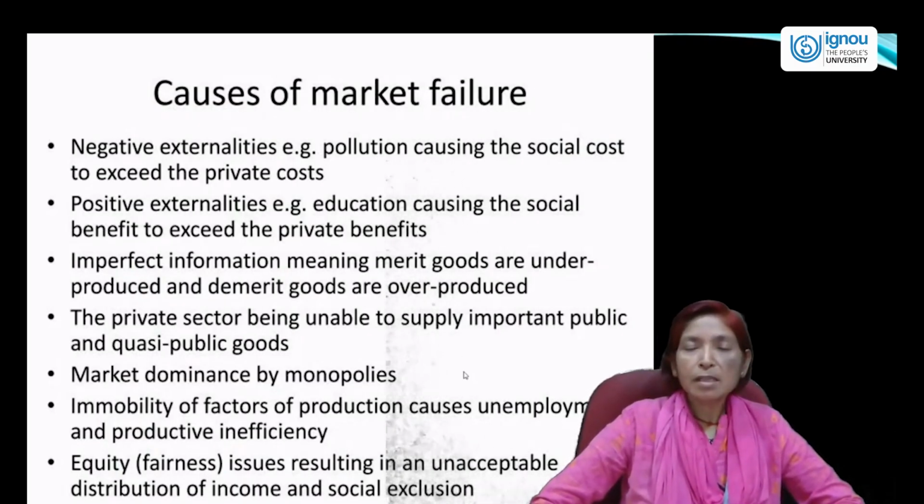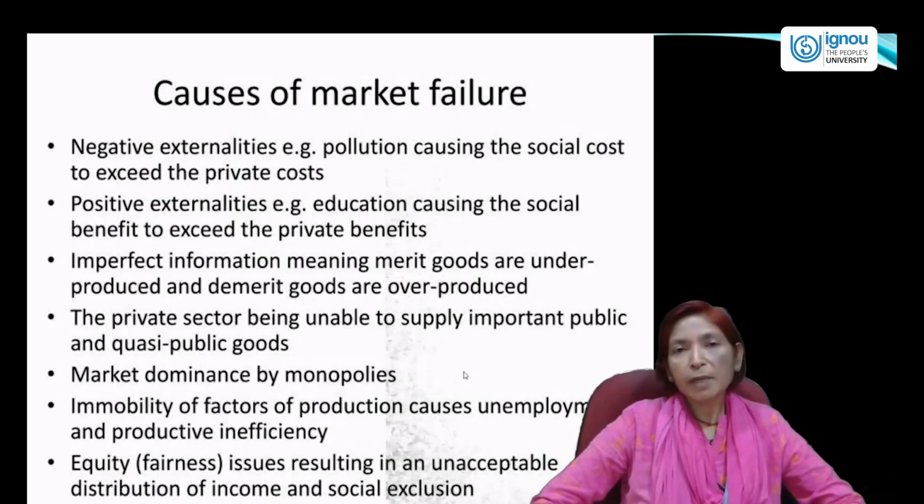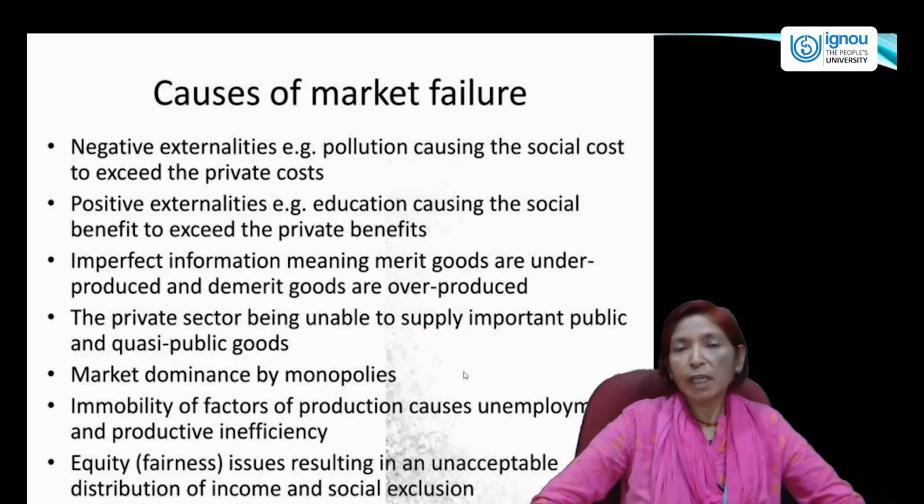Next is market dominance by monopolies. If only a single seller exists in the economy, then he can charge a higher price to the consumer, because there is no competition and no entry of other firms is allowed in a monopoly market. So in this case, consumer surplus will be less and producer surplus will be more. It will create the problem of inefficient allocation of resources. Due to this inefficiency, deadweight loss occurs, which is known as the social cost of monopoly, and this is also a main cause of market failure.